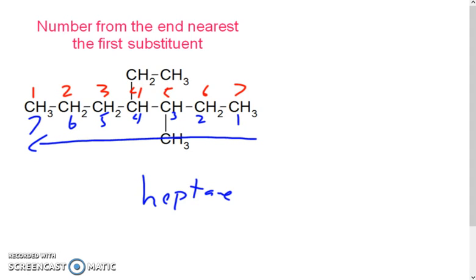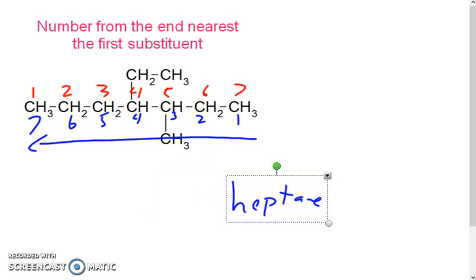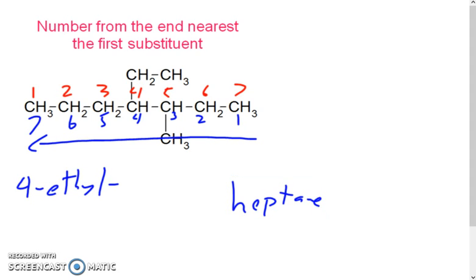Now, what do I write first? Do I write the methyl or do I write the ethyl? Well, in this particular case, ethyl is before methyl in the alphabet, so therefore it has to be 4-ethyl-3-methylheptane. So you can see there are dashes in between, and methylheptane is one word.